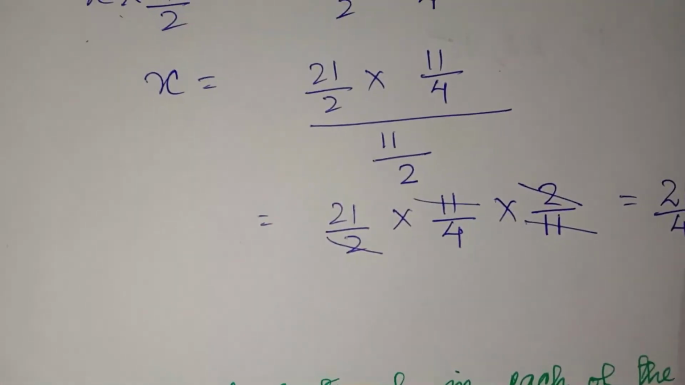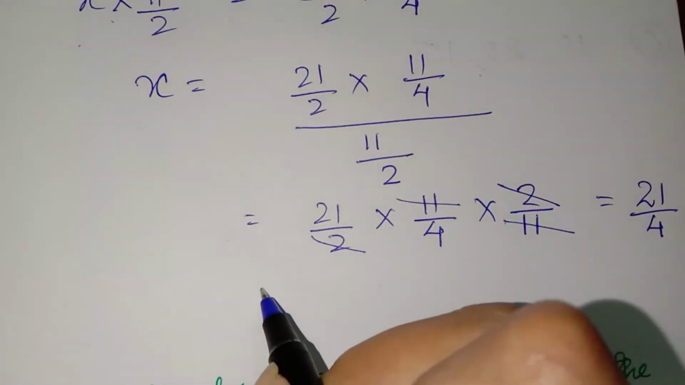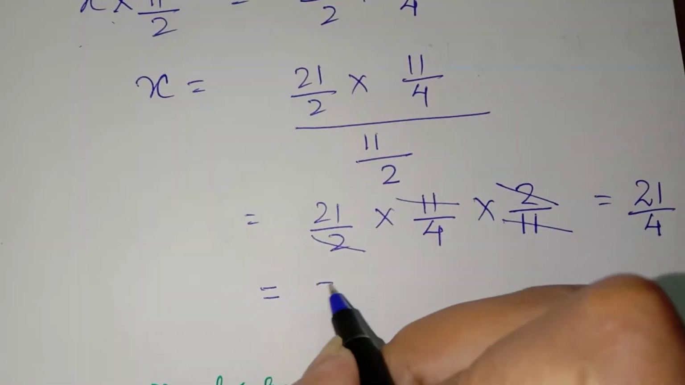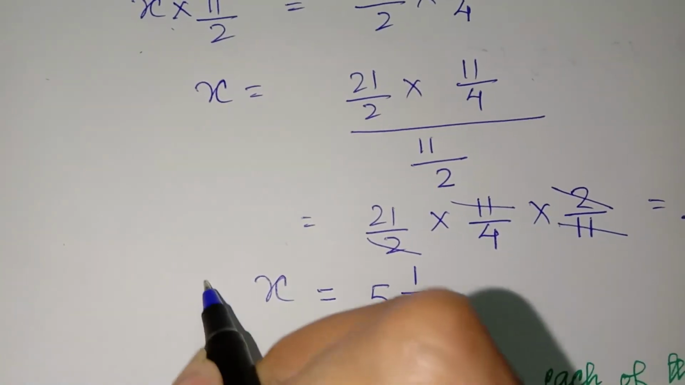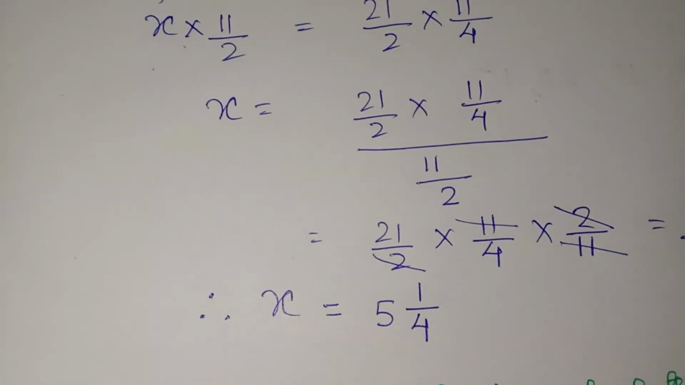So this is an improper fraction. We have to convert it into a mixed fraction. 4 5s are 20, remainder 1, so 1 by 4. So the missing term x is 5 1 by 4.